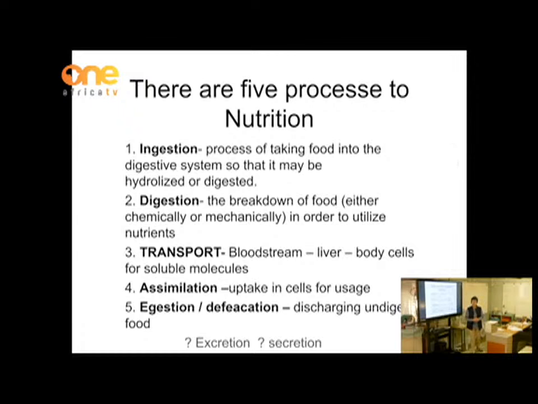The 5 processes that will take place during the process of nutrition is first ingestion, then we have digestion, which is the breakdown of food either chemically or mechanically.